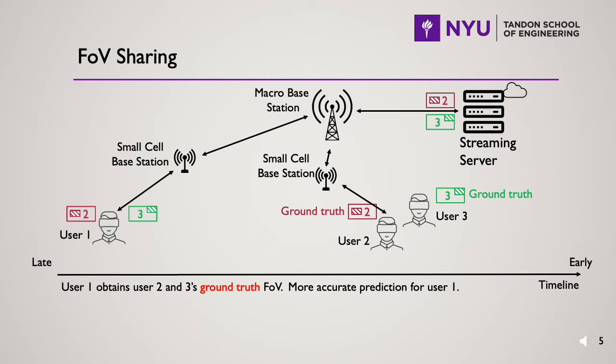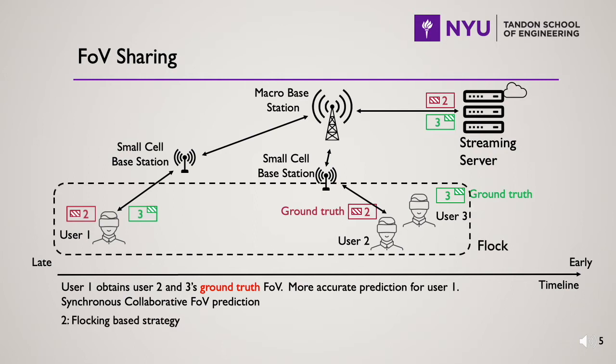The question here is how to utilize other users' FOV information in real time to make better FOV prediction for user 1. The answer is synchronized collaborative FOV prediction, and this is our first contribution. All the users in this case form a flock. I will also show how their experience can be improved by forming a flock. I will also talk about how edge caching can be helpful for the system in the following slides.